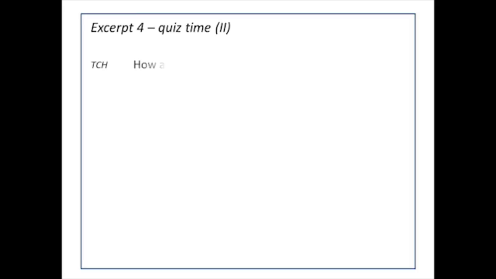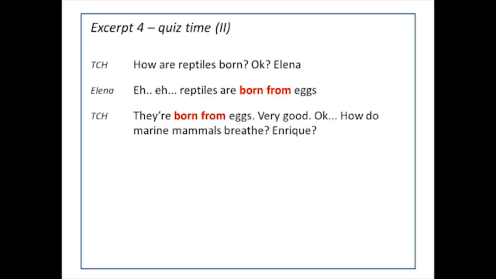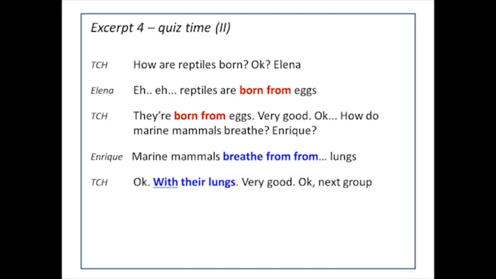So, quiz time again. It's not about the mistake here. It's not about the grammatical mistake. It's about the input. It's about the frequency with which this particular construction is popping up. Reptiles are born from lungs. They are born from eggs. Born from eggs, yes. Sorry, well, here you go. Marine mammals breathe from lungs. Yes, okay, with their lungs.